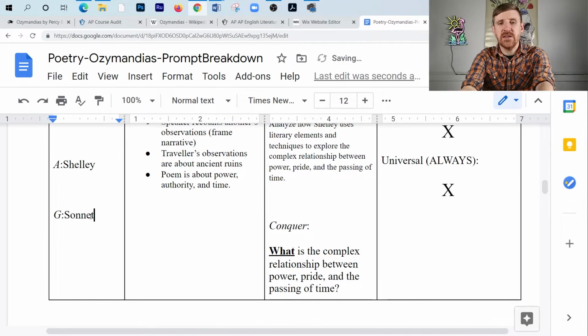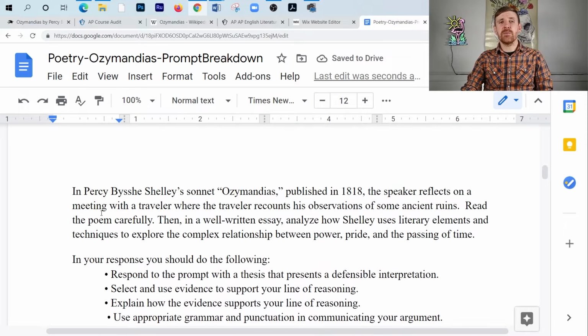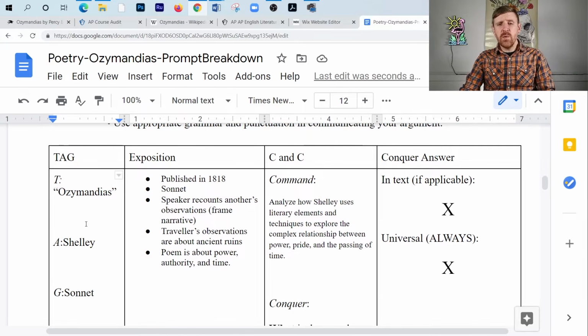Now, notice that we did read the prompt, but we did not read the poem yet. And that's purposeful, because we want to break down the prompt first, because the more we can glean from the prompt, the easier it will be to interpret the poem. Okay? So once we figure out our title, author, and genre, we want to go back to the prompt, and we want to get some exposition, whether for the poem itself or for the poet.